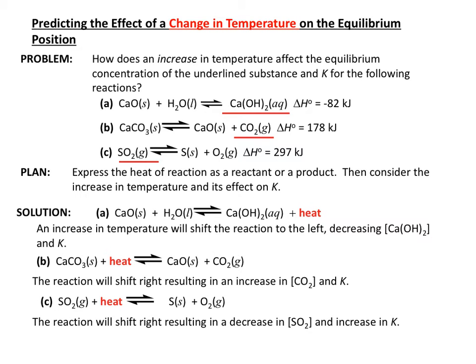Okay, so we have some examples here. We'll walk through these. The problems are actually solved already, but let's take a look. So the first question says, how does an increase in temperature affect the equilibrium concentrations of the underlying substances and K for the following reactions? So we're increasing the temperature. In other words, we're adding heat.